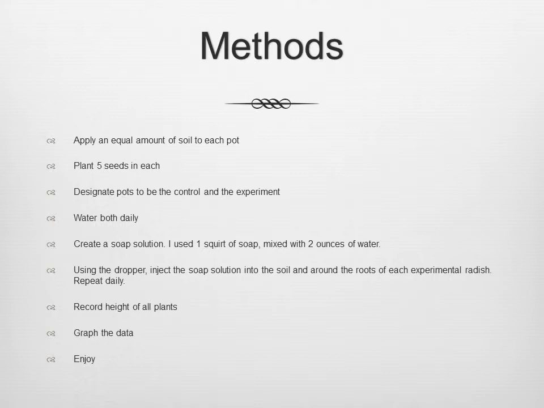Using the dropper, I would inject the soap solution into the soil and around the roots of each experimental radish. I would do this every day, and I would inject the same amount every day. After all this was done, I would record the height of all the plants. After all my data had been collected, I graphed it.